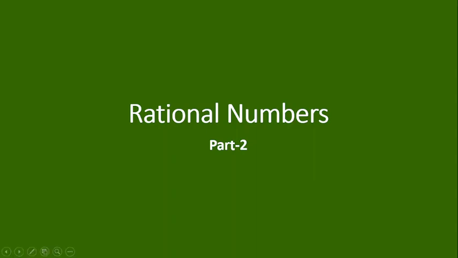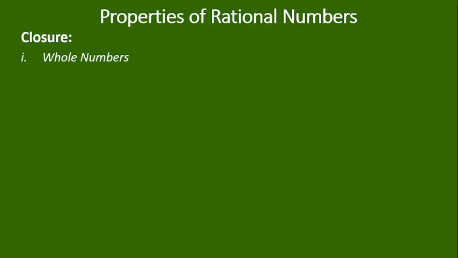So today we are going to study rational numbers part 2. In rational numbers part 1, we have already understood what are rational numbers. So today let's see the properties of rational numbers. The properties which we are going to consider are the property of closure, the property of commutativity and the property of associativity. So these properties we will see for whole numbers, integers and rational numbers.